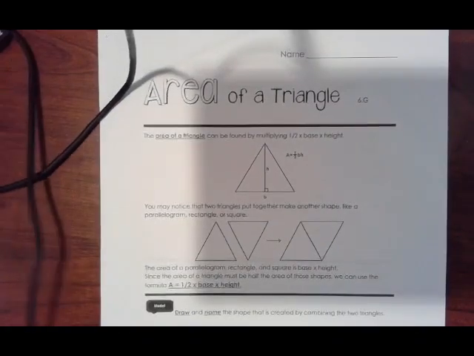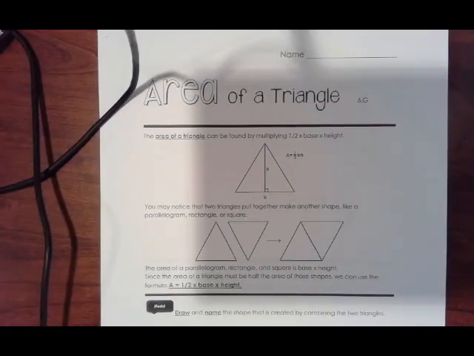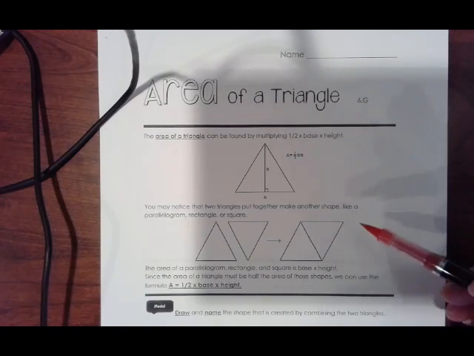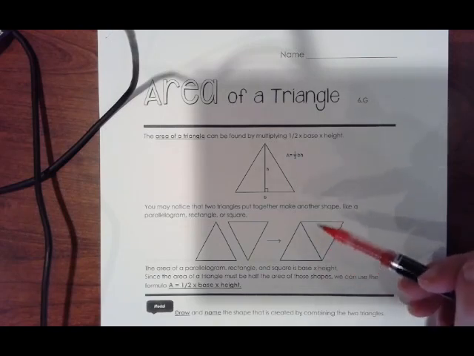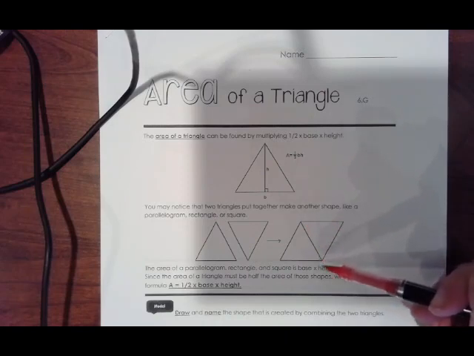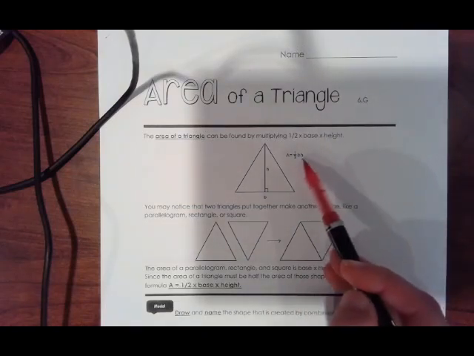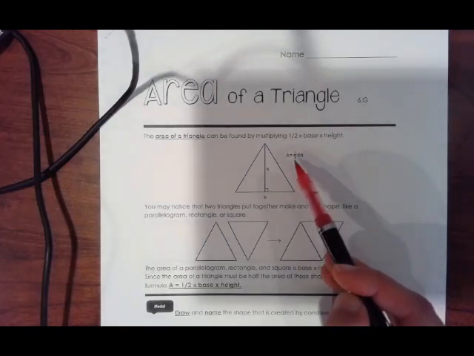Alright, these are the guided notes for an area of a triangle. As we have touched on before, when you put two triangles together, they could make another shape, like a parallelogram, rectangle, or square, because a triangle is literally just half of that parallelogram. And if it's half of a parallelogram, and we know that the area of a parallelogram is base times height, then a triangle is going to be half base times height.